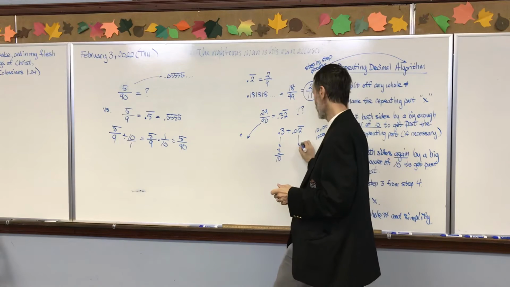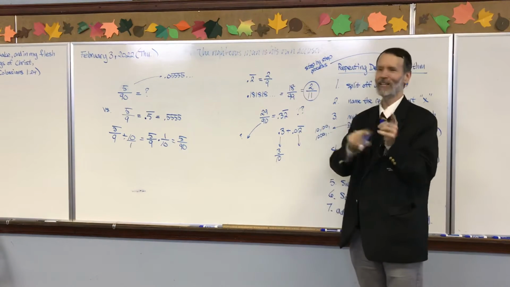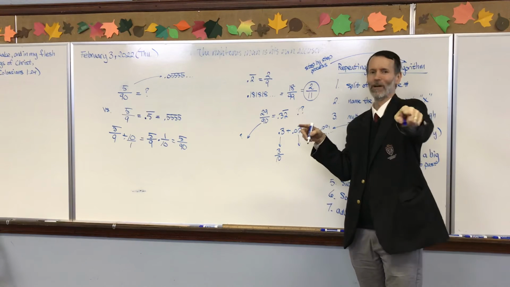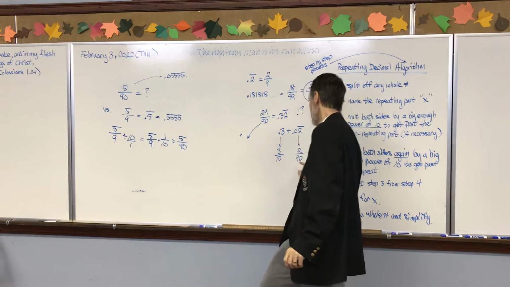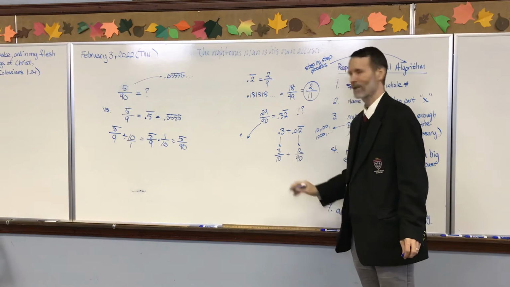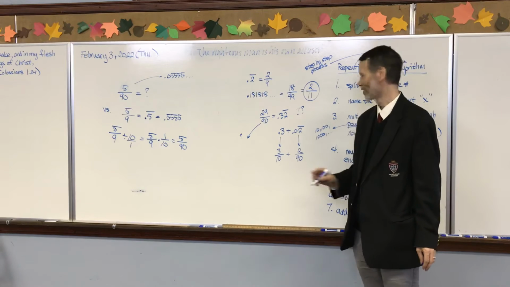Can anybody tell me what 0.02 repeating is? 2 over 9 would be 0.2 repeating. How do you get it to delay 1? Go, Brent. 2 over 90. To put a 0 at the end delays it with a 0. Okay, math people, can you add those? Yes, you can. You've been doing it for years.